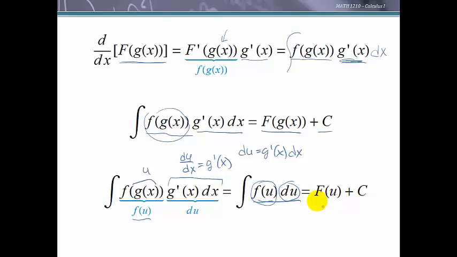Our last step would be, we have a function of u here, but we wanted a function of x, and we know that u equals g of x, and so we would want to resubstitute so that we could get this in terms of x.